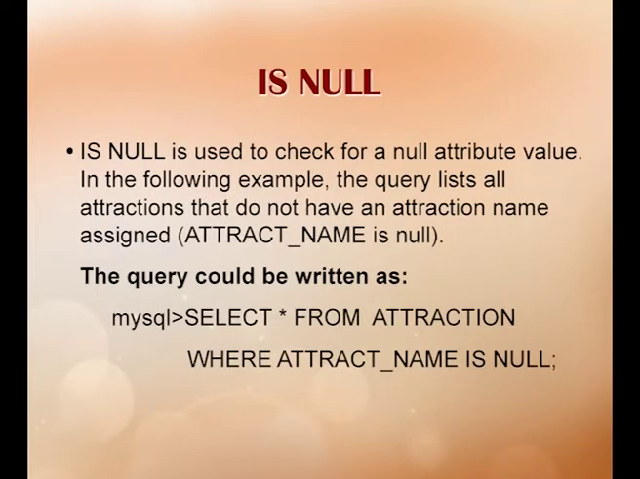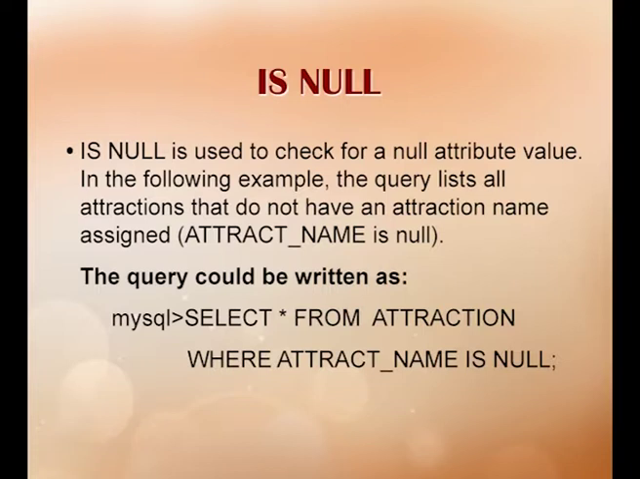Then comes IS NULL. As we discussed in the earlier session when we were talking about the creation of tables, we had introduced one constraint called NULL, NOT NULL. So this is a kind of checking factor in order to retrieve data to check for all null attribute values. Whether it is null or not, those things can be checked and then we can retrieve them. So the query goes like this.